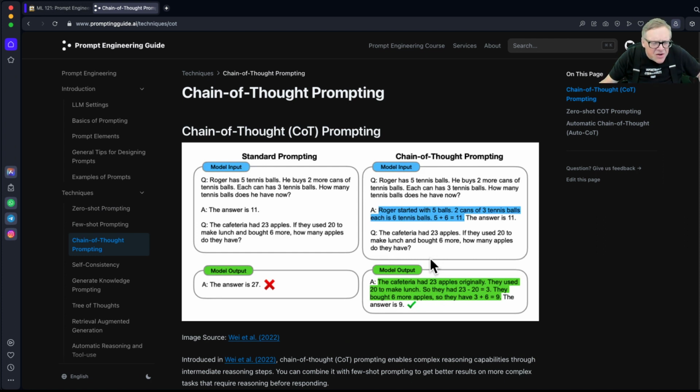Now, I'm used to chain of thought explaining to it what to do. In this case, I'm not understanding the difference. Oh, here, okay. Instead of just telling it the answer is 11 in your example, you tell it how to think it through. Roger started with 5, 2 cans of 3. Okay, so you try to guide it in the process the way you would with a student.